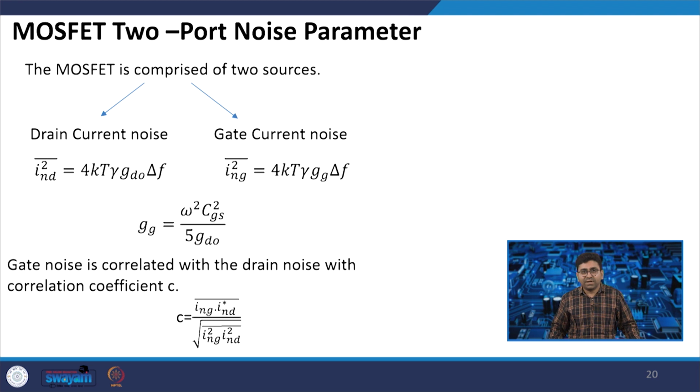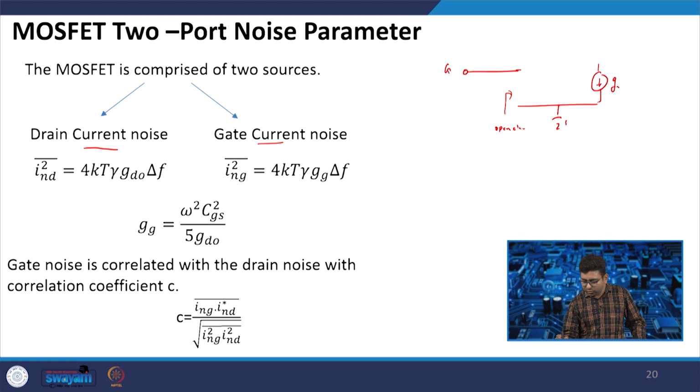If we consider a 2-port noise parameter, the MOSFET is comprised of 2 noise sources. If we consider the thermal noise, then it has a drain current noise and a gate current noise, because there is a gate current as well as a drain current. The gate current happens because here we are considering a very high frequency, and when we consider high frequency we cannot avoid the capacitance CGS. If you are working at low frequency, you can generally consider this as an open circuit, but at high frequency, if this is the gate, this is the source, and this is the drain, there is gm into VGS, and there is an RO.